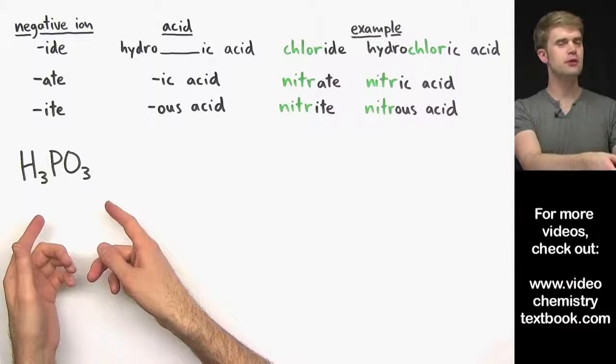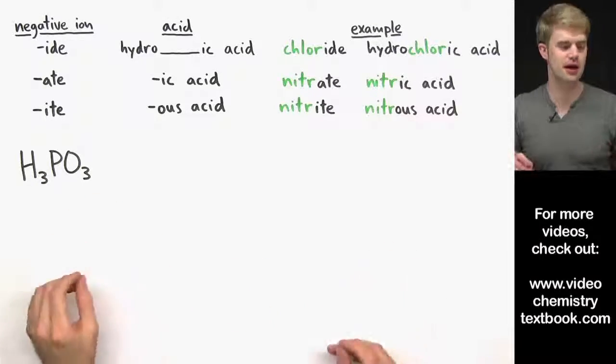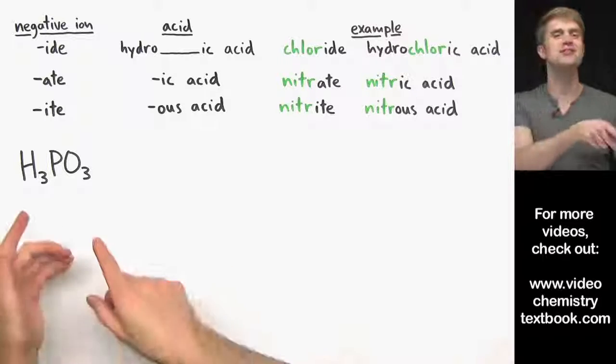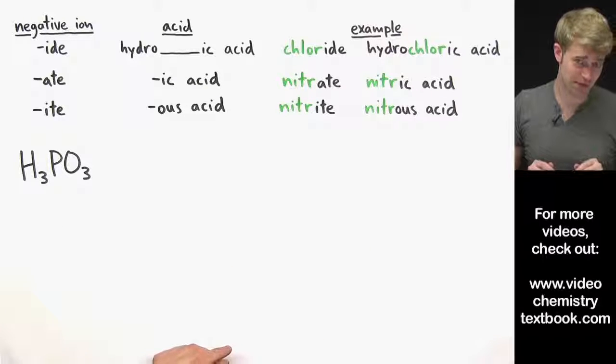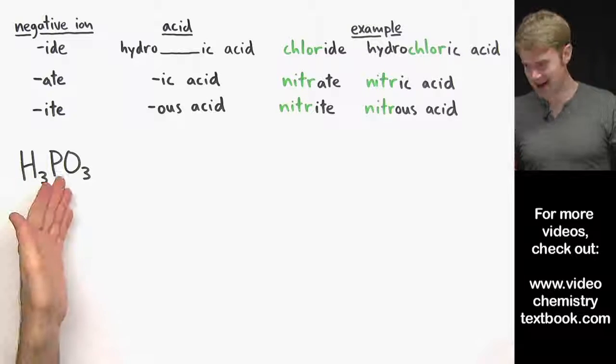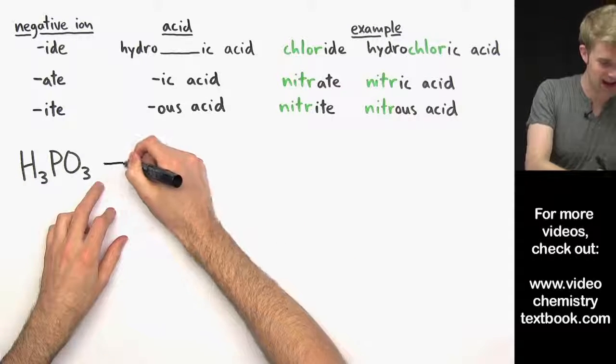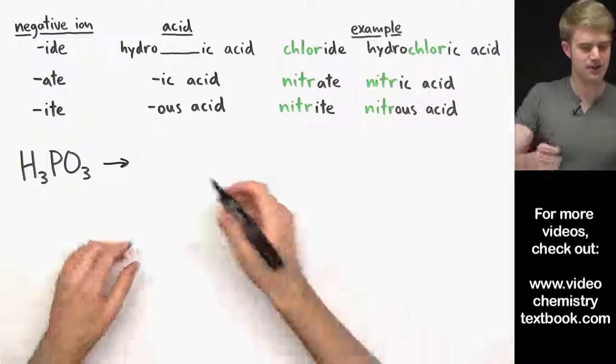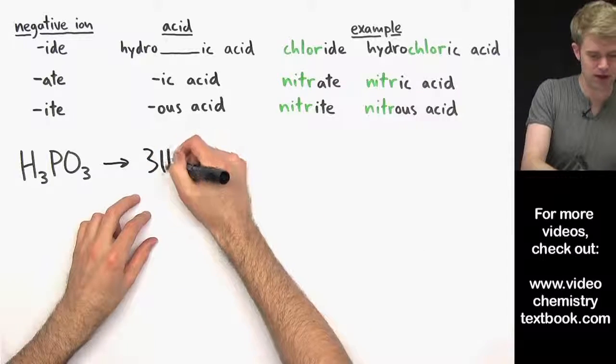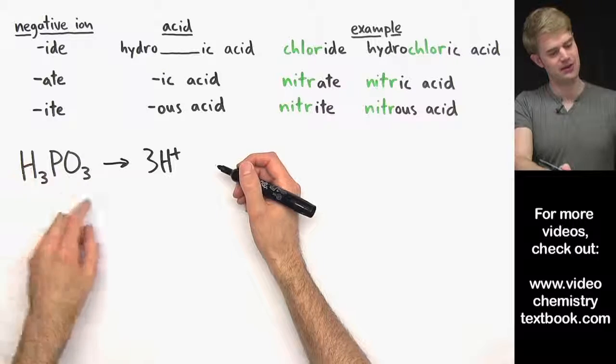H3PO3. This one's a little more challenging, so even if you think you're getting this down, I recommend that you just watch this one so that you don't get tripped up by it. All right, to name the acid, I got to figure out what the name of the negative ion is. To do that, I got to split the acid apart. So I get 3H plus because I have H3 there.